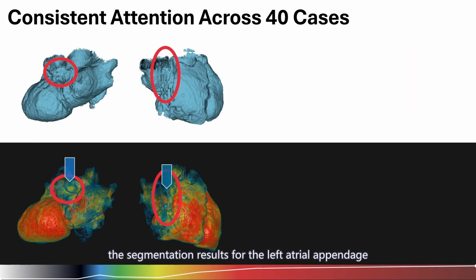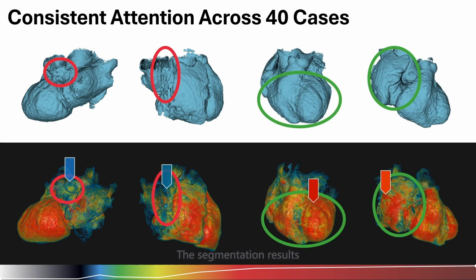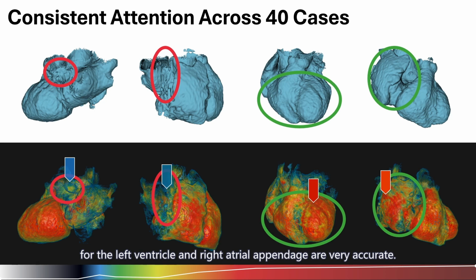For example, the segmentation results for the left atrial appendage and the superior vena cava are poor. According to the attention maps provided by this system, the UNet-CNX model shows very low confidence that these two areas are cardiac muscle during inference. The segmentation results for the left ventricle and right atrial appendage are very accurate. According to the attention maps provided by this system, the UNet-CNX model is highly confident that these two regions are cardiac muscle during inference, as the attention maps are fully red and completely opaque.